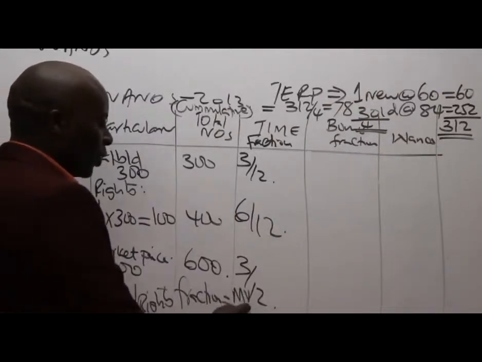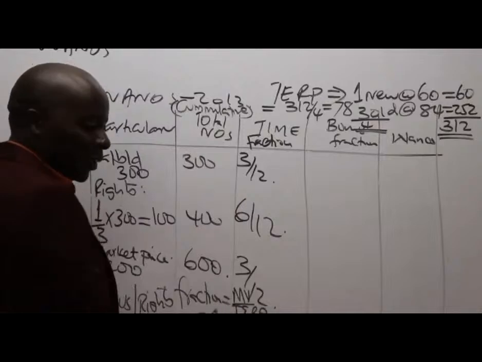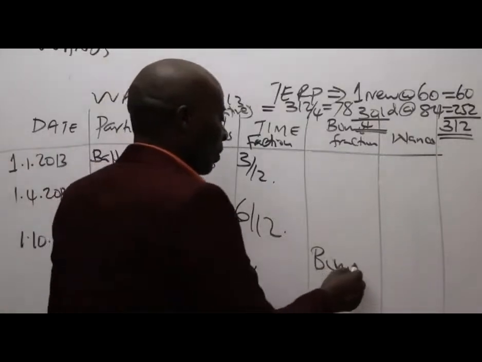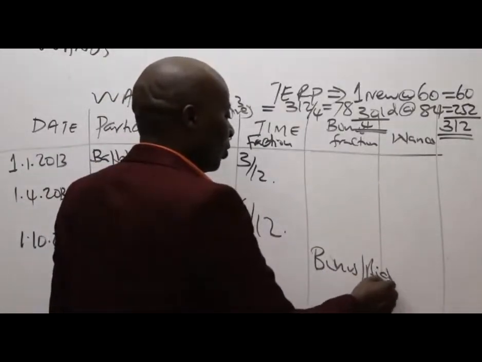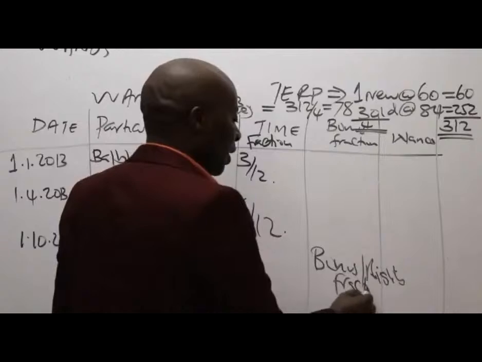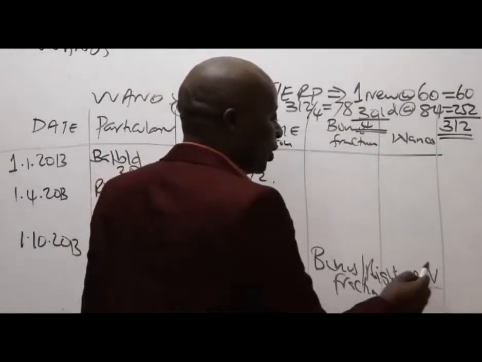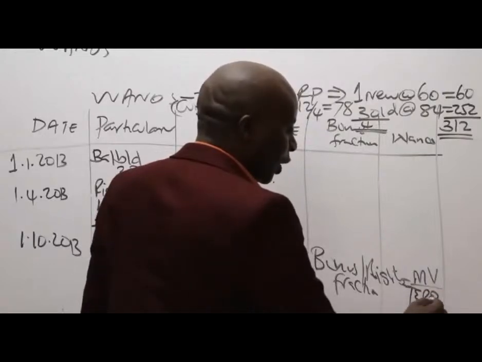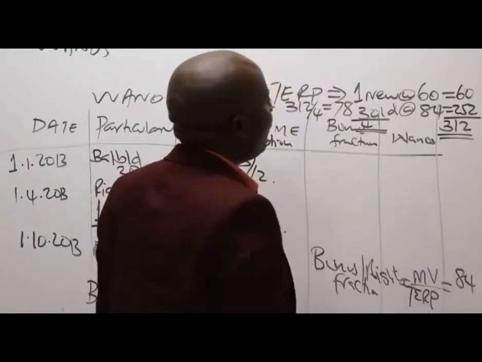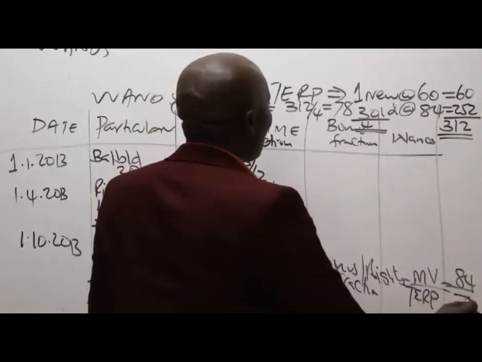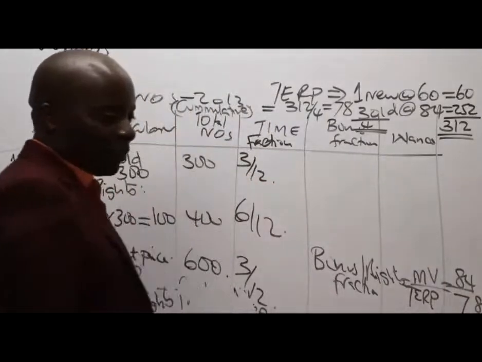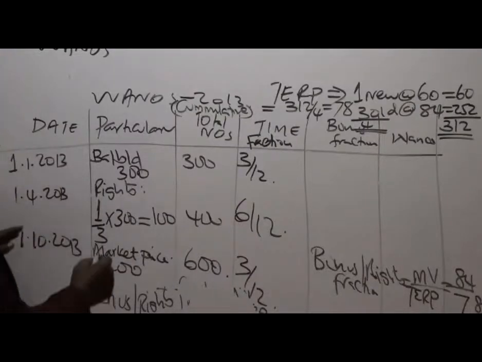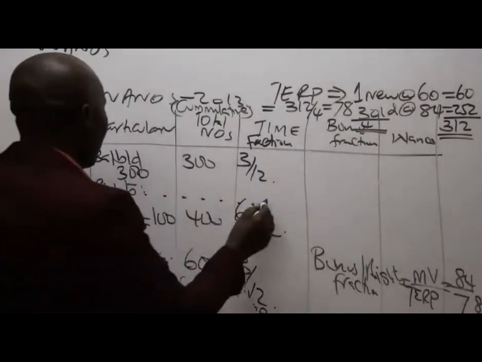I know it is the market value of a share over the term. The bonus or rights fraction is normally the market value of the old share, the normal value without discounting, all over the theoretical ex-rights price. So the old market value was 84 divided by the term, which is 78. So this is so important to me, 84 over 78.